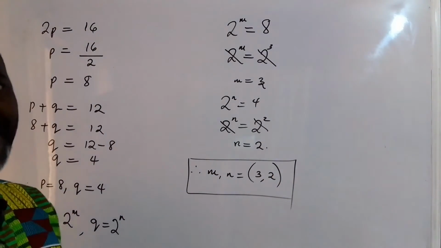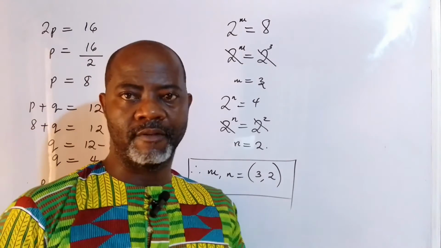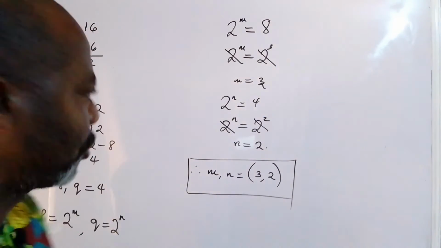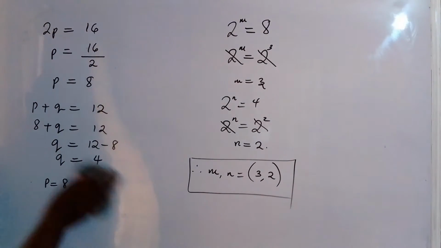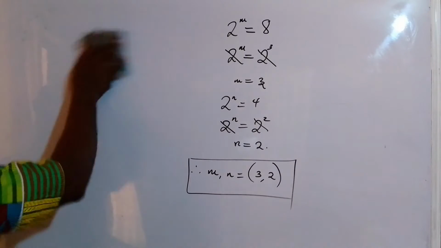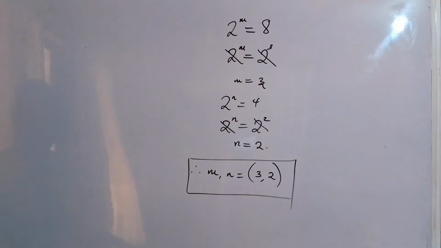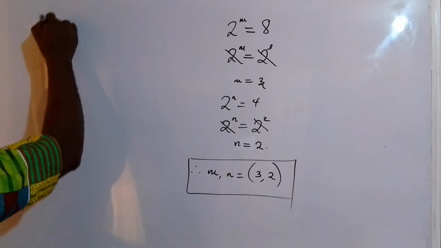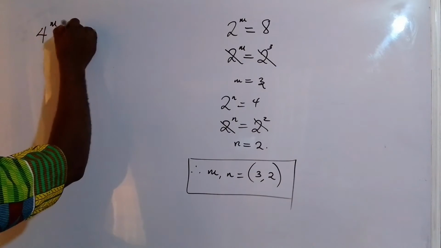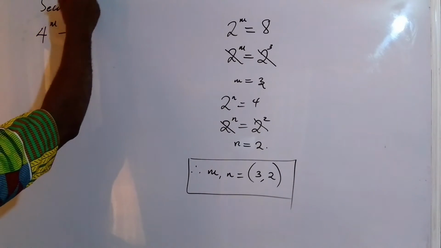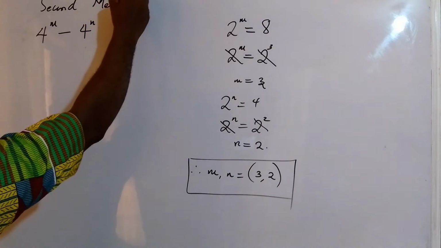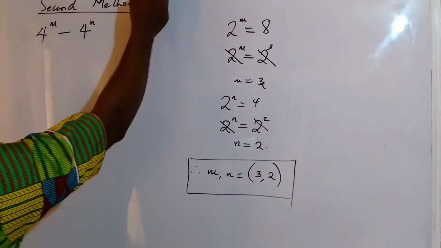So that's why we have it for the long version. Now let's look at the short method. I'm going to go back to the original equations. So let me start over from this end. From the original equation, where we have 4 to the power of m minus 4 to the power of n, that's the second method, which is the shorter method.